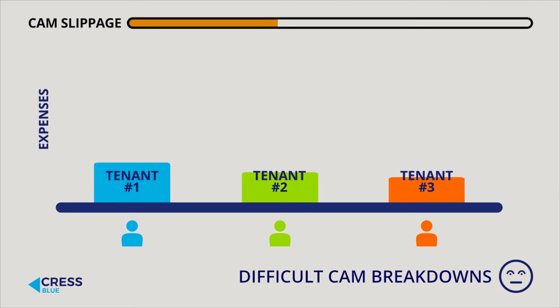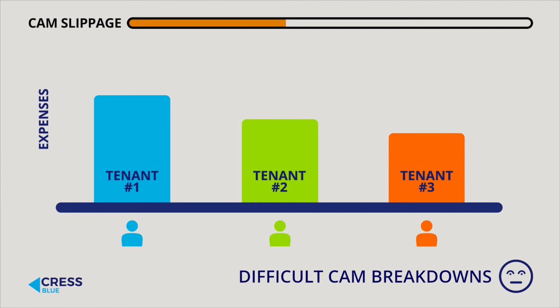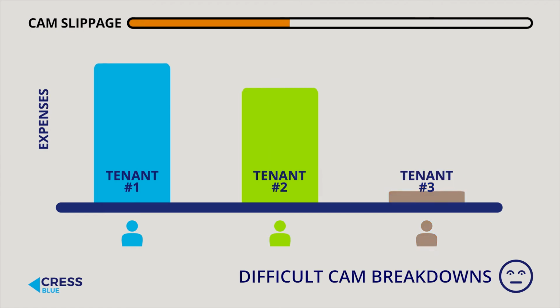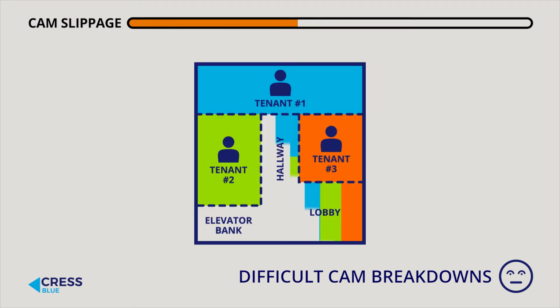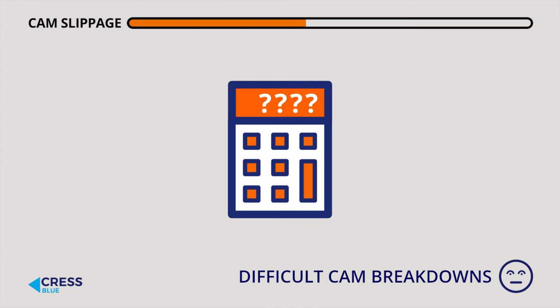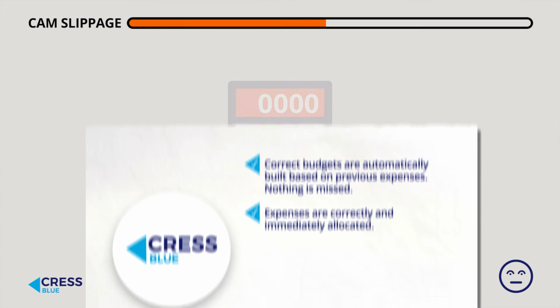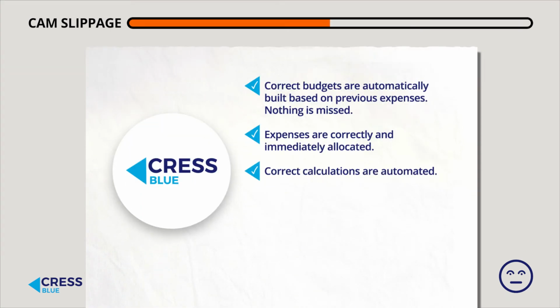Difficult CAM breakdown calculations. CAM allocations are very complex. How exactly do you calculate variable expense gross-ups, partial expense periods, area gross-ups, and rentable area changes? Most property managers fall back on lowball estimates to include a lower than actual amount of the expense in the CAM statement. That will surely be acceptable to the tenant. With automatic calculations done for you, this type of CAM slippage is easily avoided.